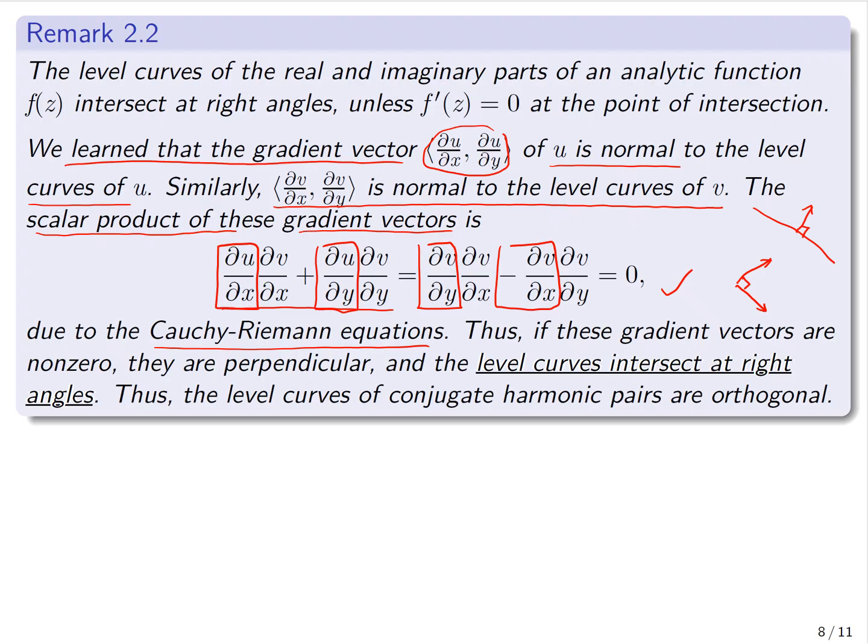So that means you can see that the level curves of conjugate pairs, or the harmonic conjugates, intersect at 90 degrees. So if the gradient vectors are non-zero, then they should be perpendicular to each other. In other words, using technical terms, the level curves intersect at right angles. Sometimes we say the conjugate harmonics are orthogonal. That's a term we use, orthogonal, instead of perpendicular.